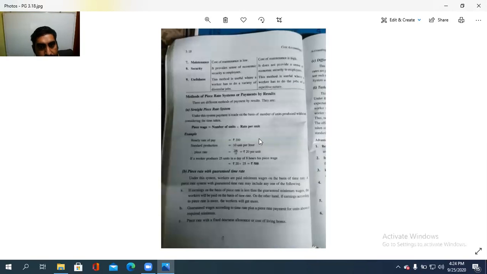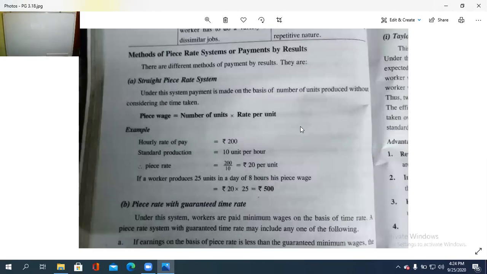So this is the case. Yesterday we saw the difference between a time rate system and a piece rate system, and today we are going to see the methods of the piece rate system, or payment by results. What are the three methods with regard to this? Under the time rate system, one is ordinary time rate, then time rate with a high rate of efficiency, and differential time rate.